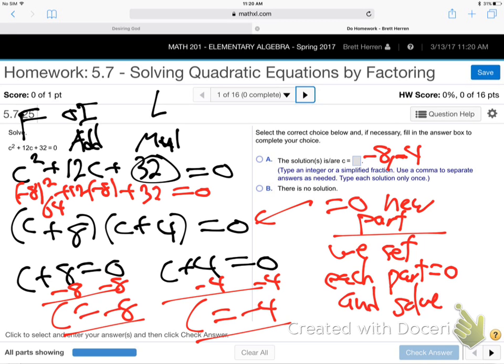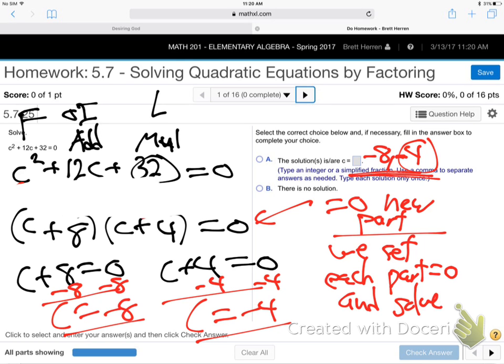That'd be 64. 12 times 8 is 96, so minus 96. Use your calculator. Plus 32, if you work it out, it is 0. It's true. Minus 8 makes it true, and so does plugging in minus 4. Anyway, not required. I'm just showing you. Those really are answers: if you put them in, they make the original equation true. Those are the two answers, minus 8 and minus 4.